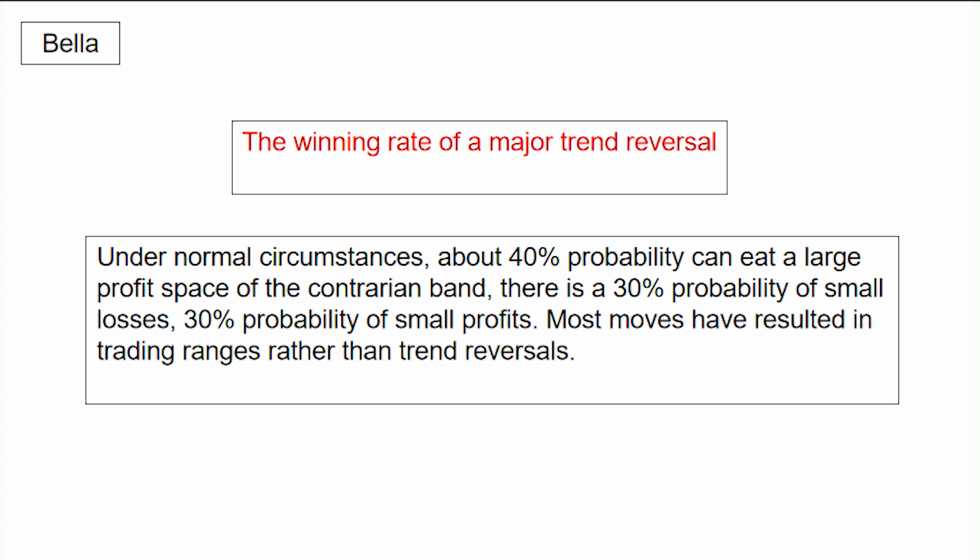What is the winning rate of this major trend reversal pattern? In general, there's about a 40% chance that you're going to have a big upside, a 30% chance that you're going to have a small loss, and a 30% chance that you're going to have a small upside. Most of the moves that you're going to have are going to be swings rather than reversals. Someone at this time may say, "Oh, this is garbage. Other people who do reversals can have a high winning rate. Your technique is not good."